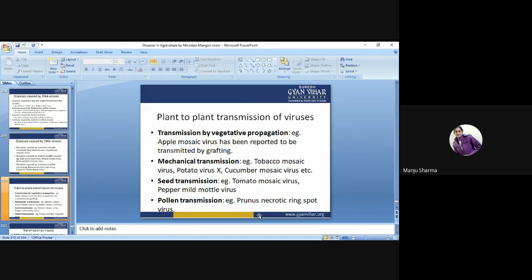Then plant-to-plant transmission of viruses. Transmission by vegetative propagation, for example apple mosaic virus has been reported to be transmitted by grafting. Then mechanical transmission, for example tobacco mosaic virus, potato virus X, and cucumber mosaic virus. Then seed transmission, for example tomato mosaic virus and pepper mild mottle virus. Pollen transmission, for example Prunus necrotic ringspot virus.